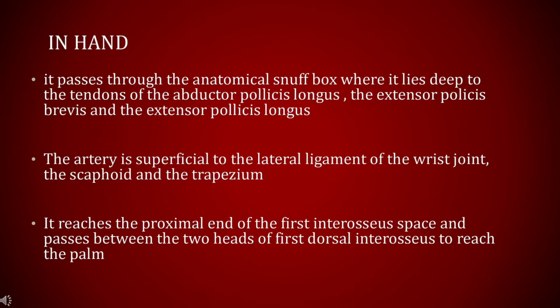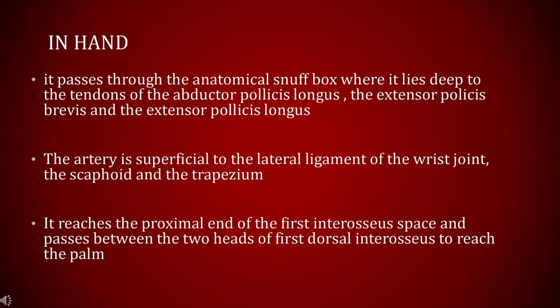In the hand, it passes through the anatomical snuff box, where it lies deep to the tendons of the abductor pollicis longus, the extensor pollicis brevis, and the extensor pollicis longus. The artery is superficial to the lateral ligament of the wrist joint, the scaphoid, and the trapezium.